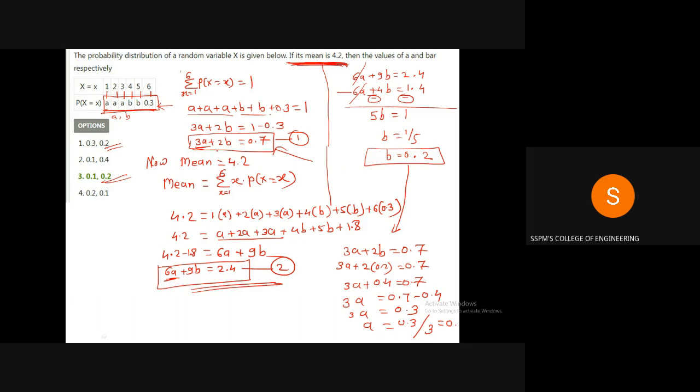Something is wrong. 3a plus 2b is equal to 0.7. So the value of b is 0.2. 3a plus 2 into 0.2... a is equal to 0.1. It should be 0.1. So the value of a is 0.1 and b is equal to 0.2. So this is the correct option.